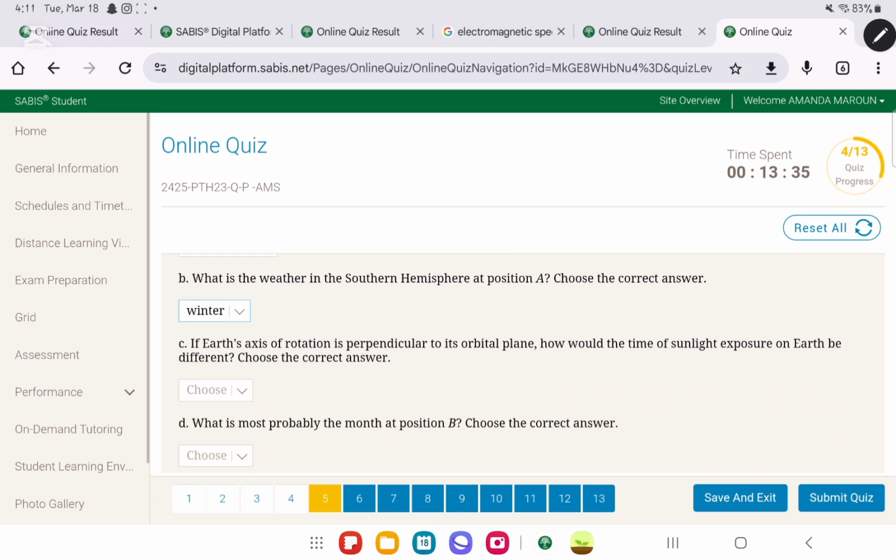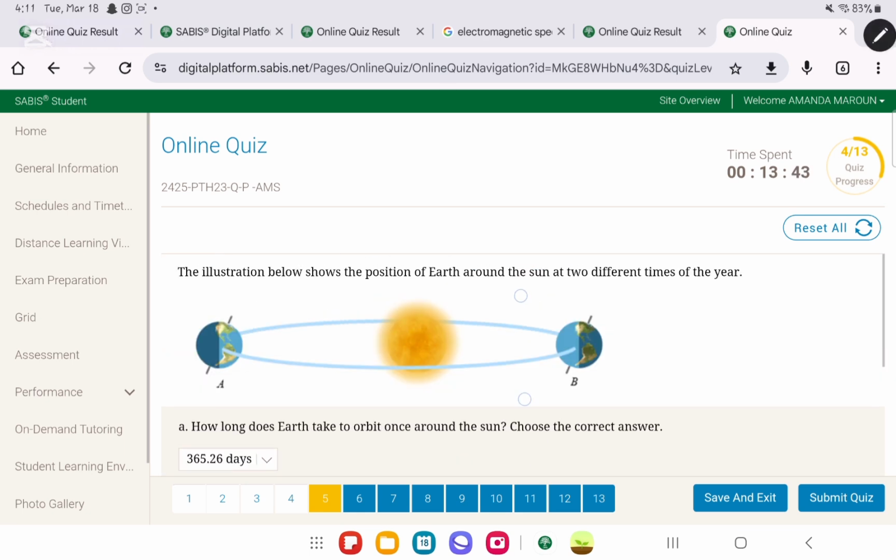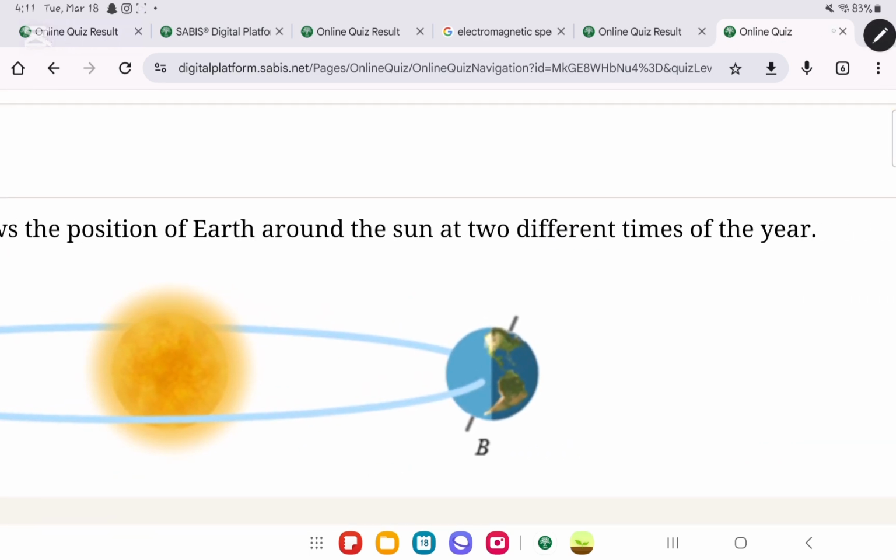Part C. If Earth's axis of rotation is perpendicular to its orbital plane, how would the time of sunlight exposure on Earth be different? They're saying if the axis wasn't tilted, and we know that the tilt of the Earth's axis is approximately 23.5 degrees. So if the Earth wasn't tilted 23.5 degrees, if it was perpendicular to its orbital plane, like this, how would the time be different, and how would the seasons be different?